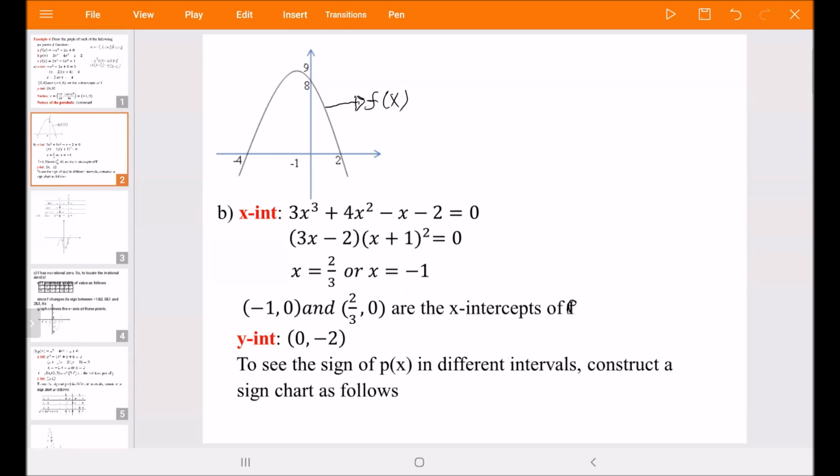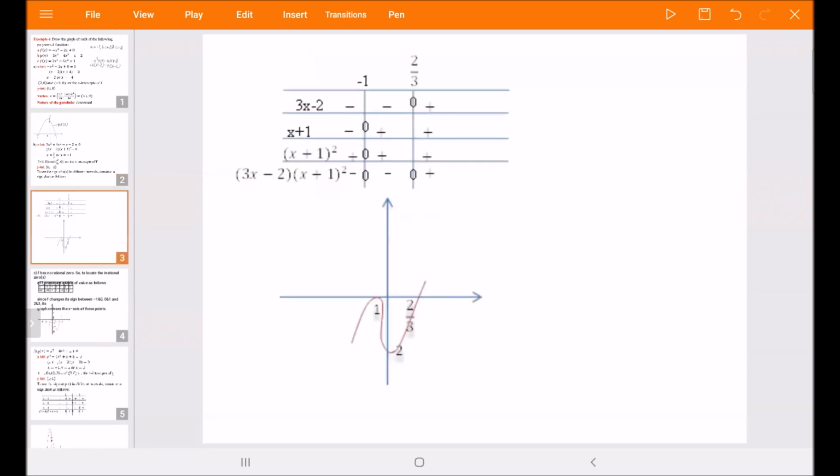Please very carefully watch how the sign chart or this table is constructed. First, we consider the numbers that make this polynomial equal to 0, and by keeping their order, we locate them on a number line as follows. Because minus 1 is less than 2 over 3, you write minus 1 to the left of 2 over 3. And always when you are constructing the sign chart, left extreme is negative infinity, right extreme is positive infinity.